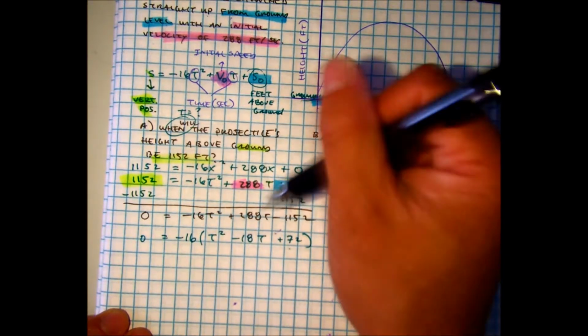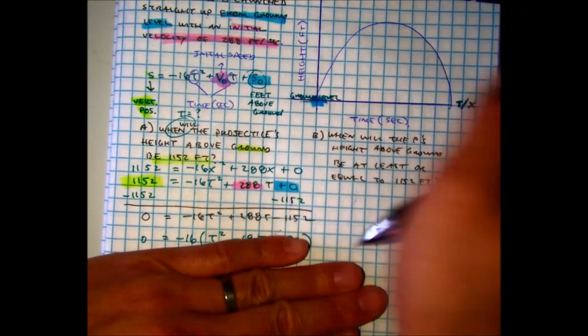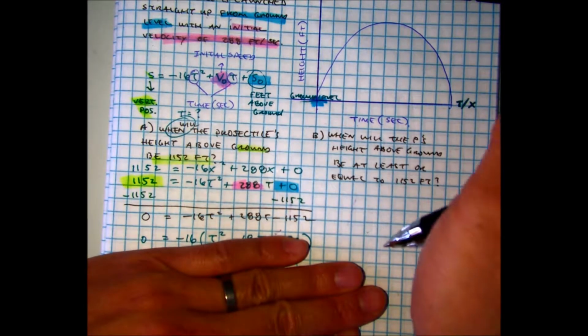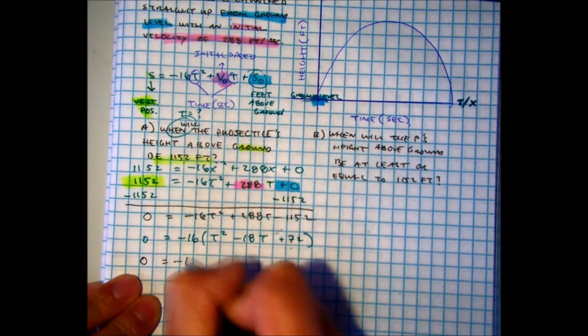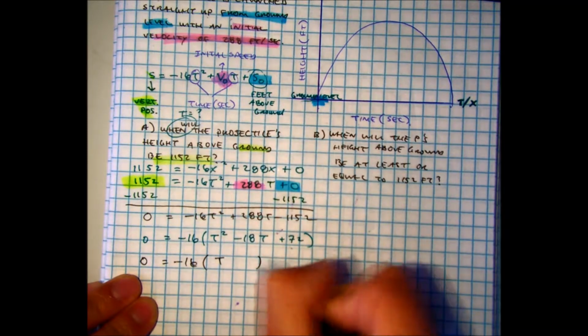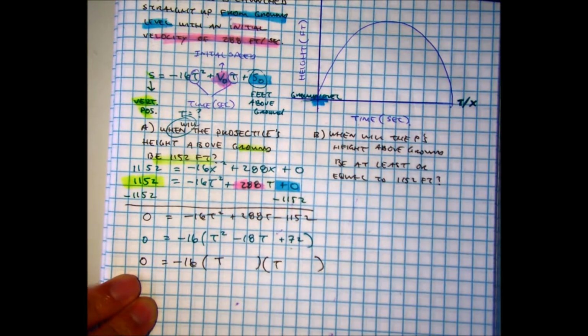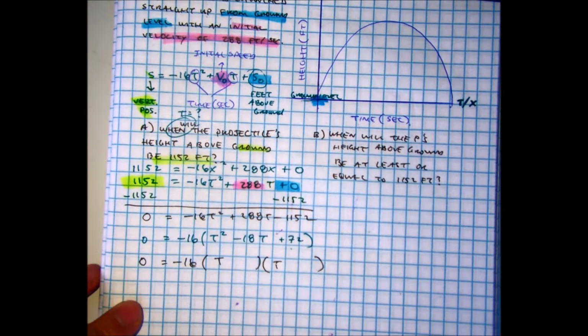Now think about this. If I'm solving for t, do you really want to use the quadratic formula with those big numbers? No. I would not want to. So let's hope this factors. I need two numbers that multiply to be 72 but add to be negative 18.